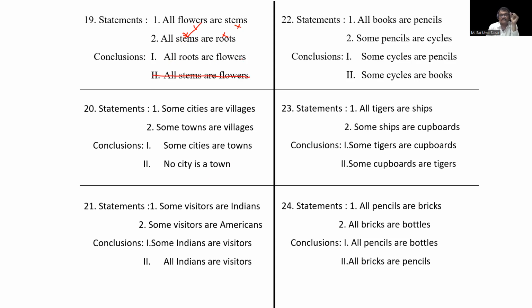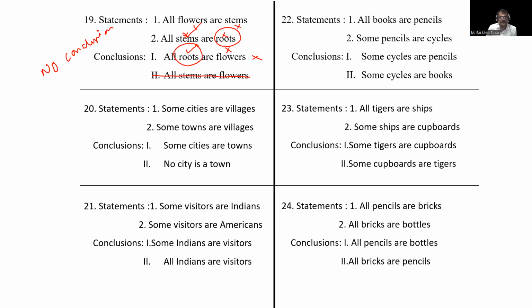Next, all roots are flowers. In this conclusion, the term roots is distributed, but flowers not distributed. What is the property? If any term is distributed in the conclusion, the term must be distributed in the statement. Here, roots is not distributed in the statement. So the first one is also not valid. So what is the answer? The answer is no conclusion, as neither follows.